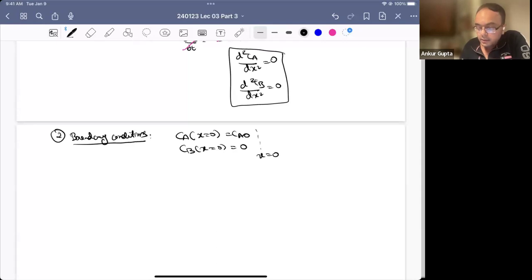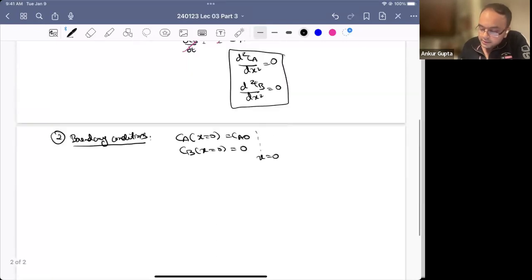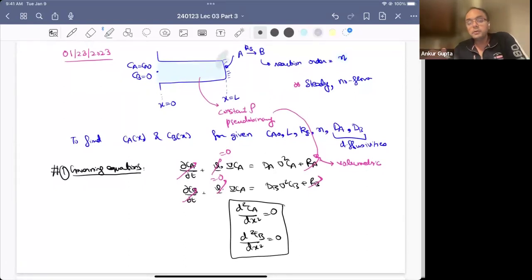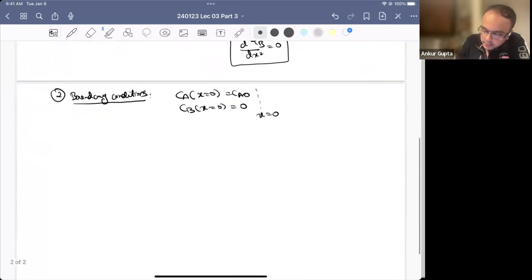Now, the second boundary is x is equal to L. This boundary is more complicated because there's a reaction going on. And like we have discussed, we don't know the flux value, there's a reaction going on, and so on. So what we will do is use an interfacial balance. I recall that we can essentially write an interfacial balance at the x is equal to L surface.